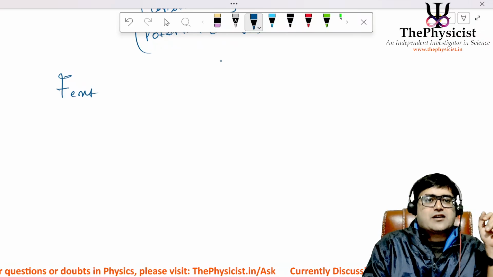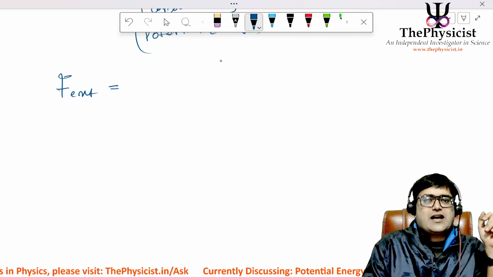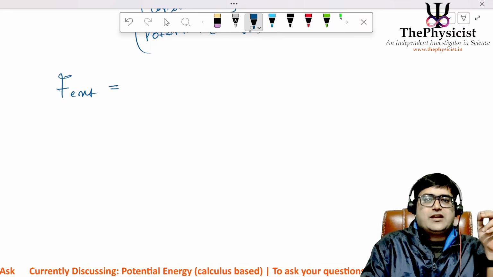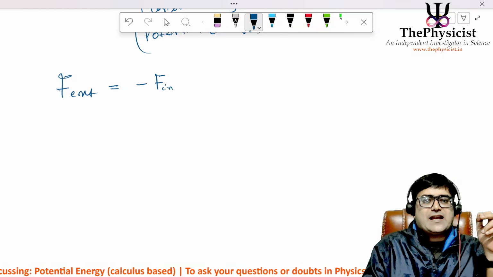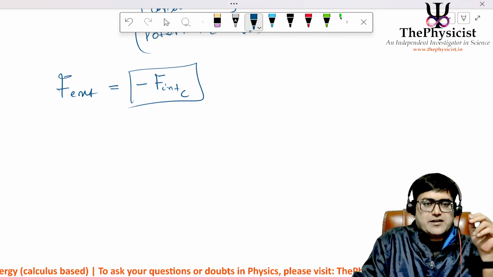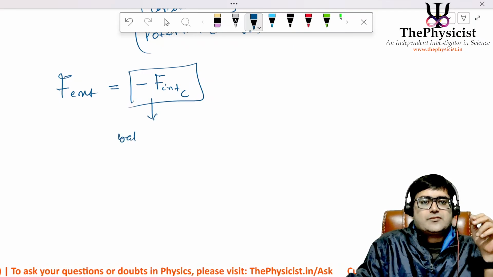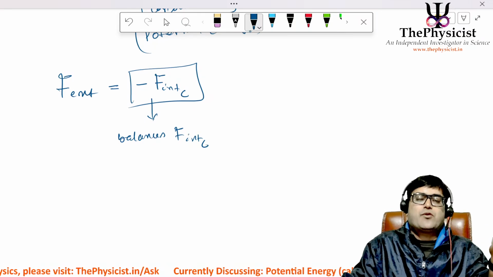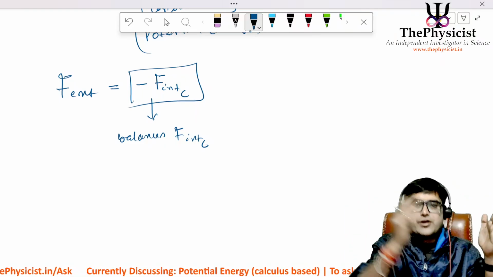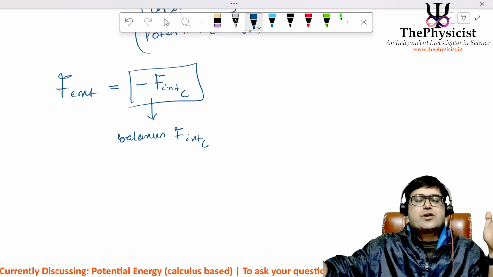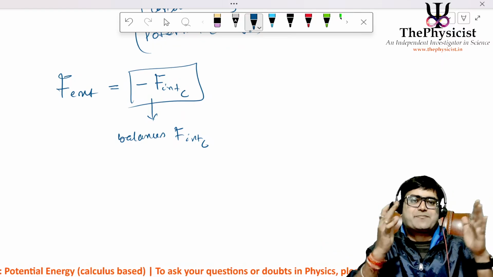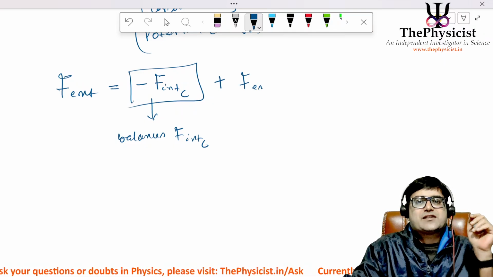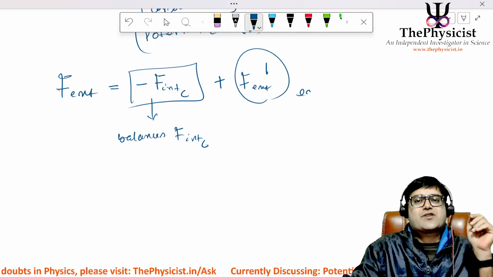Imagine the external force has two parts. One part balances the internal conservative force, that is, it is the negative of F_INTC. That's exactly why the external agent is able to drive the system outward, or drag or expand the system. Plus F external dash, that is the extra force.